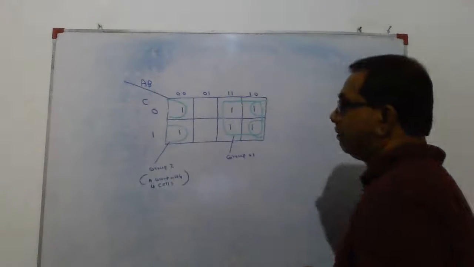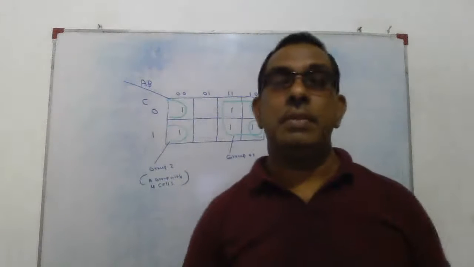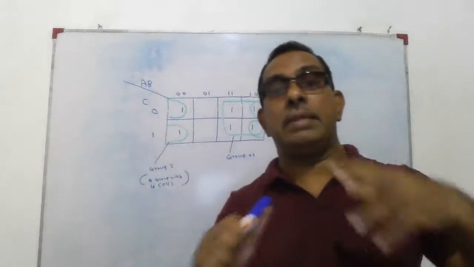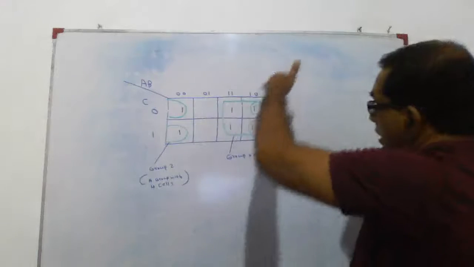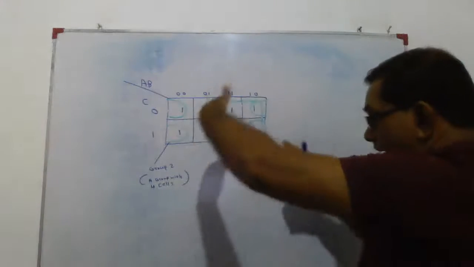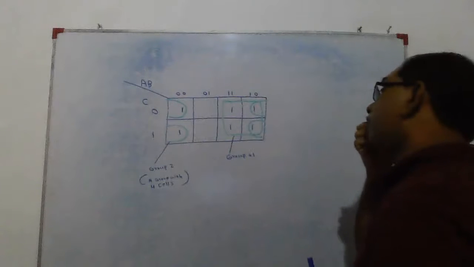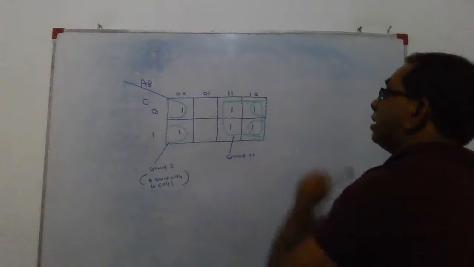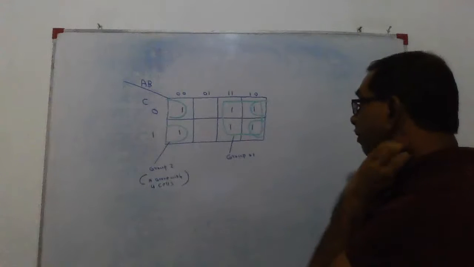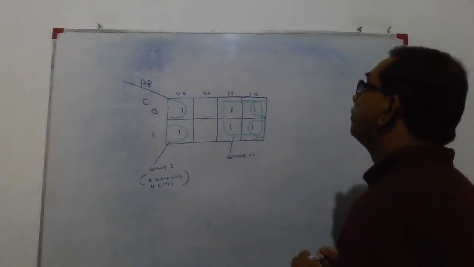Group with 4 cells. This is the way of grouping. Then you can practice: write the first Boolean equation here, then simplify it by using the 2 groups. There you want to take these 4 as a 1.